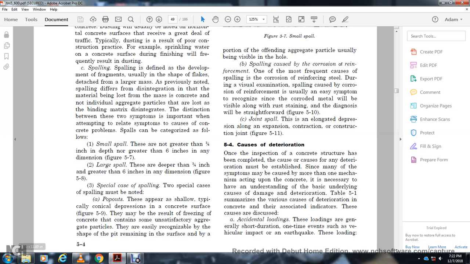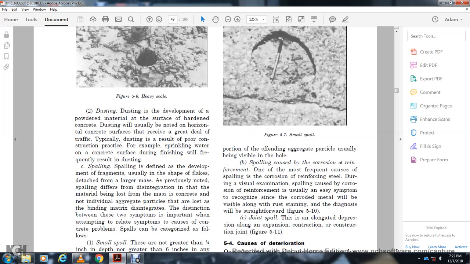They may be resolved with the freezing of the concrete contained with some of the unsatisfactory aggregate particles. They are easily recognizable by the shape of the pit remaining on the surface, with the offending aggregate particle usually being visible in the holes.